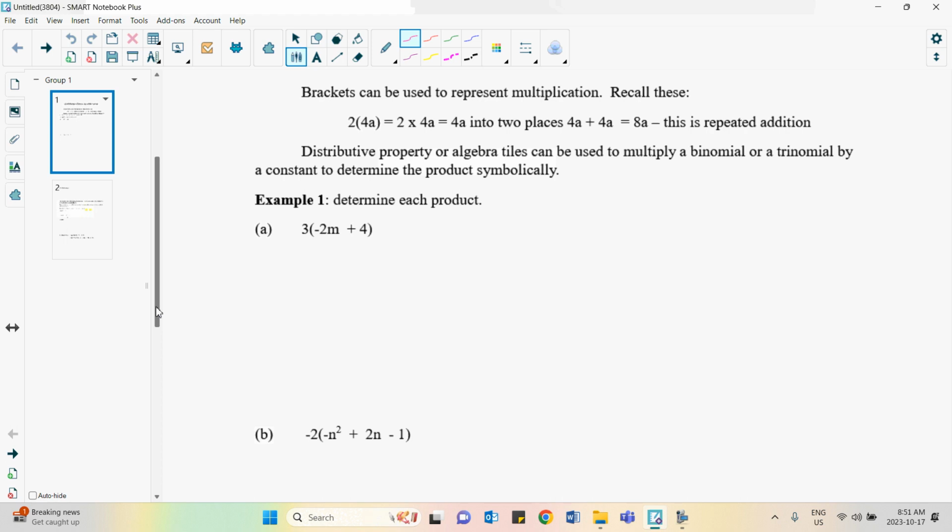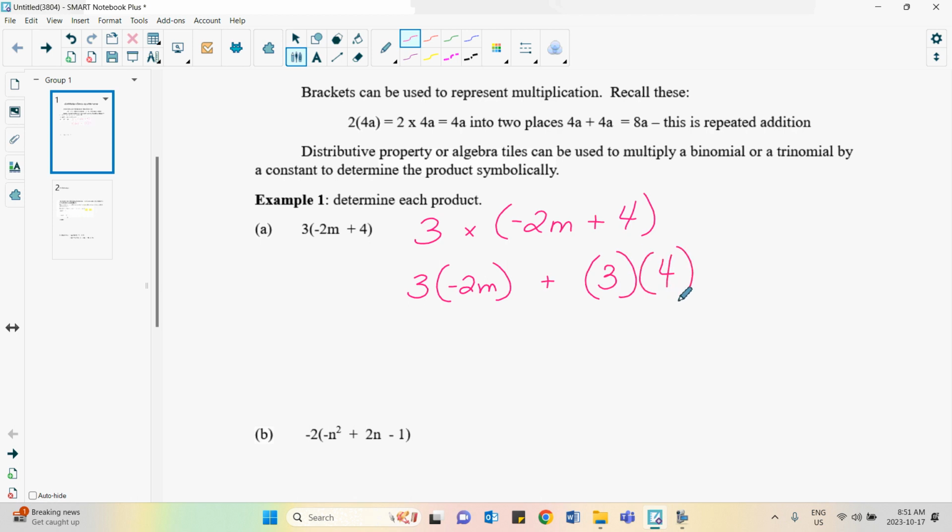All right, so when we are multiplying through, that 3 in front of the brackets, if there's no operation listed there, that automatically means multiply. So that's like saying 3 times everything in the brackets. So we could write it like 3 times negative 2m plus 3 times 4. If you want to write it out like that, you don't have to.